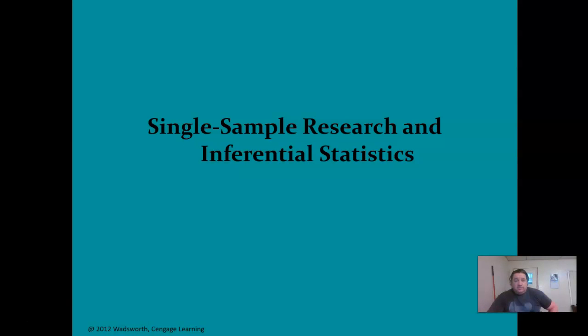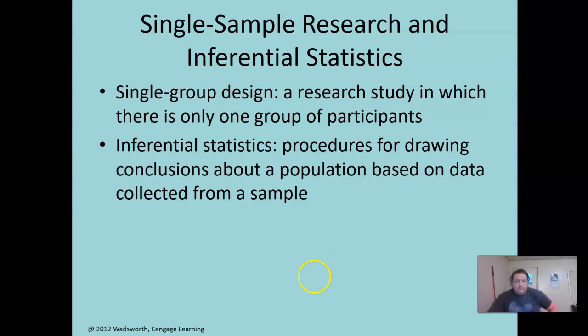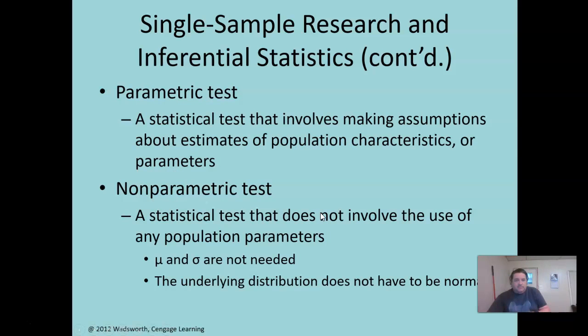Single sample research and inferential statistics. Single group design, a research study in which there is only one group of participants. Inferential statistics, procedures for drawing conclusions about a population based on data collected from a sample. Single sample research and parametric test, a statistical test that involves making assumptions about estimates of population characteristics or parameters. Non-parametric test, a statistical test that does not involve the use of any population parameters. So mu and sigma are not needed. The underlying distribution does not have to be normal.